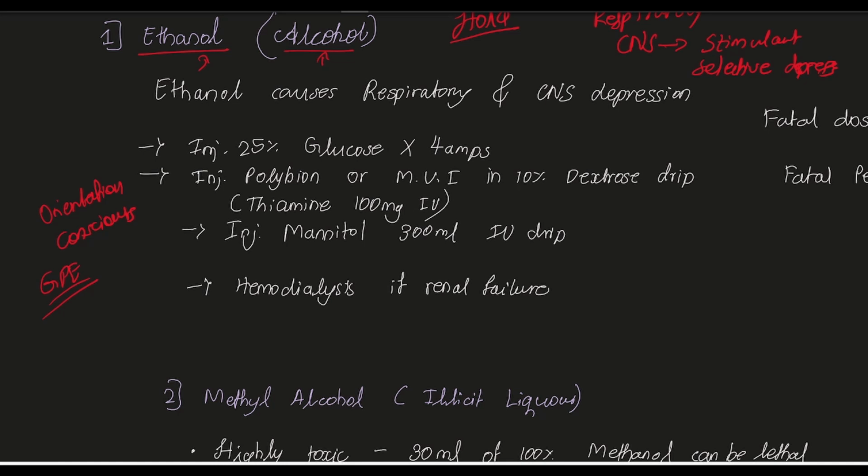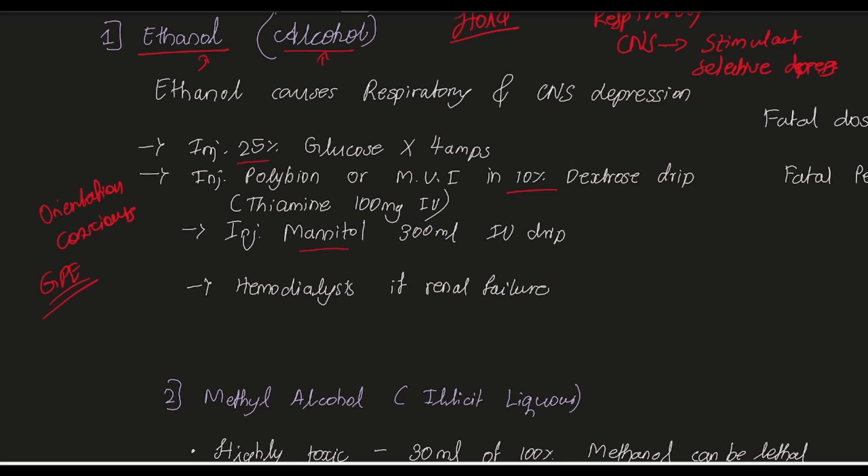You should start injection 25% dextrose, that is glucose, 4 ampoules. Then you should give multivitamin injection in a 10% dextrose drip. Alcoholics have thiamine deficiency, so you should not forget adding thiamine. And injection mannitol, 300 ml IV drip.